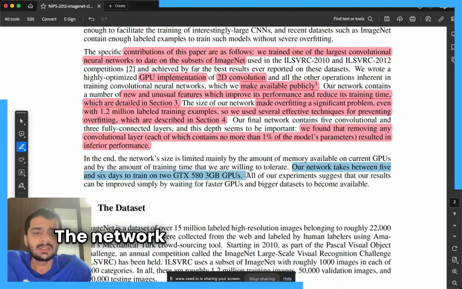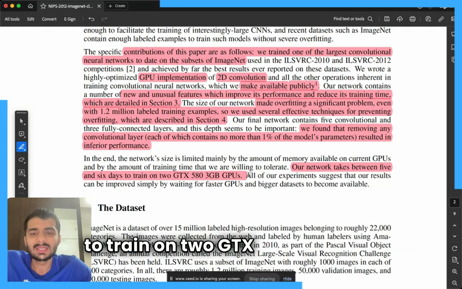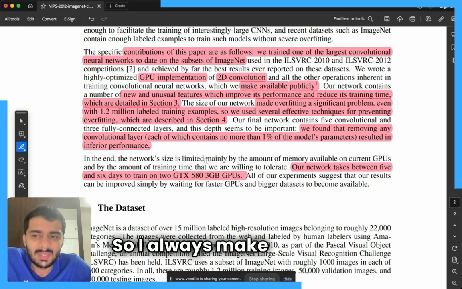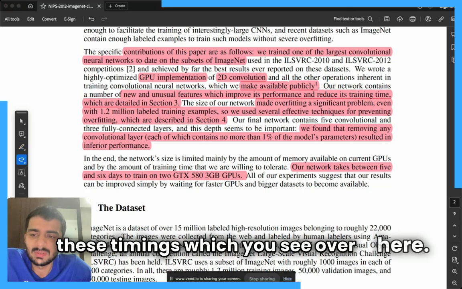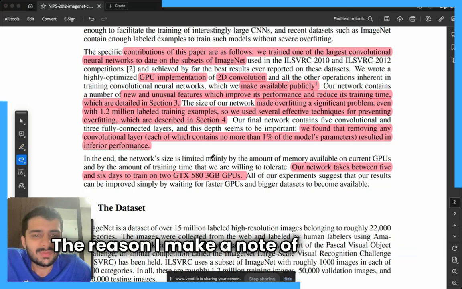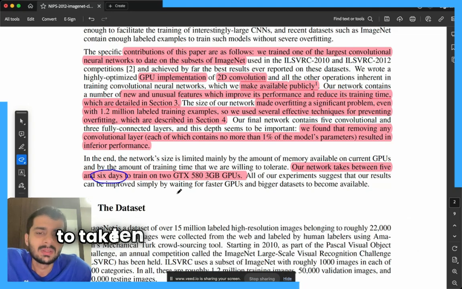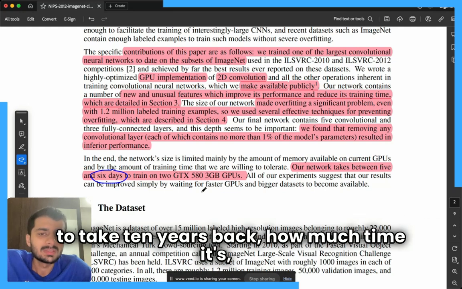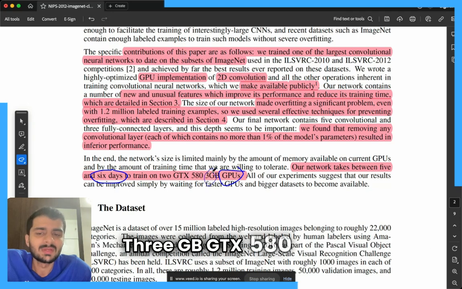The network takes between 5 and 6 days to train on two GTX 580 3GB GPUs. So I always make a note of these timings which you see over here. The reason I make a note of them is that it helps me to compare how much time it used to take 10 years back, how much time it's taking right now. 5 to 6 days, 3 GB GTX 580 GPUs.